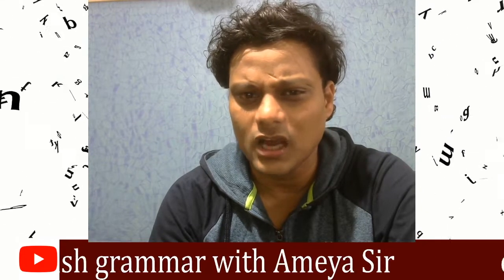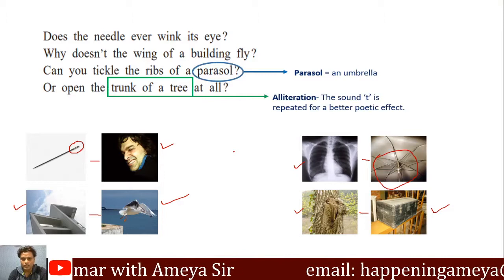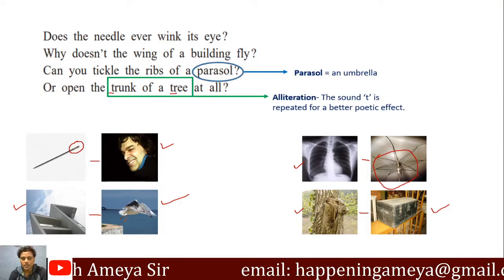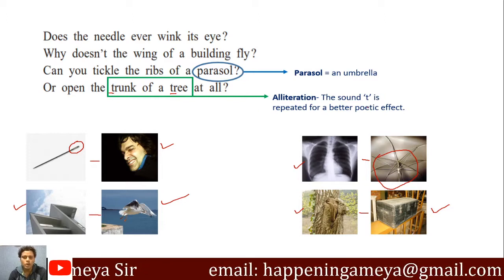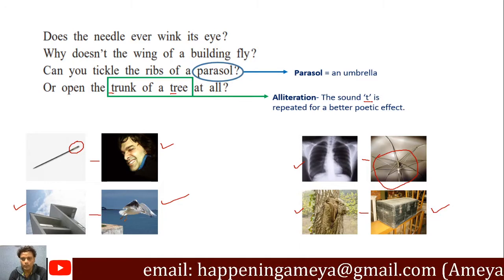I'm sure that there are grammar entries. I told you about the figures of speech as well. Well, let's first see this alliteration. The sound T is repeated. Trunk, T sound. Tree, the T sound. You can also mention that the sound TR is repeated for a better poetic effect.